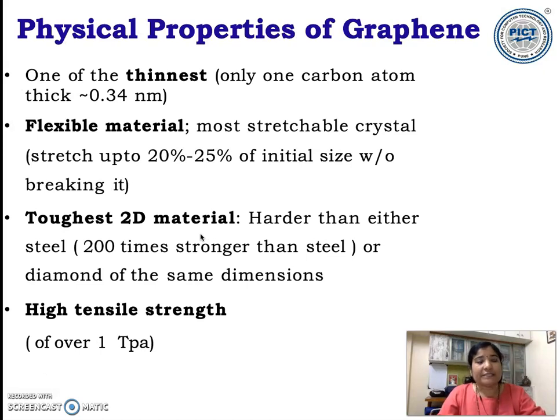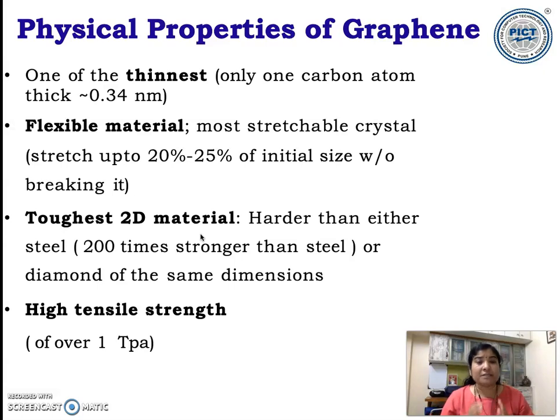Let's start with the physical properties of graphene first. It is one of the thinnest materials. Why is it one of the thinnest materials? Because it is only one carbon atom thick. That's why it is one of the thinnest materials. Then if we stretch it up to 20 to 25% of its initial size, it can get stretched without breaking. So it's a flexible material as well.